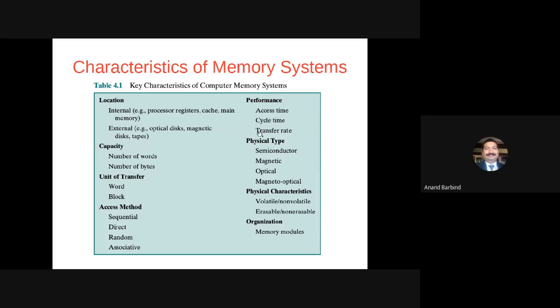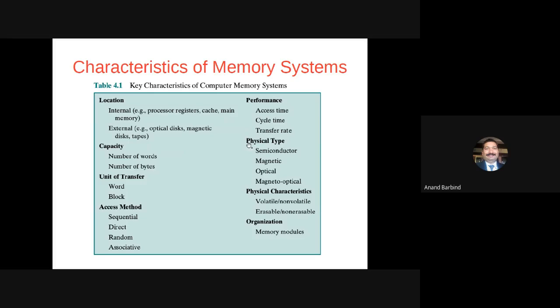The transfer rate comes when it comes to transferring a huge amount of data to the memory. So that is the transfer rate. How many kilobytes per second can be transferred is usually the transfer rate. This is how the performance of the memory can be computed, and you can compare the different types of memory based on these particular parameters.